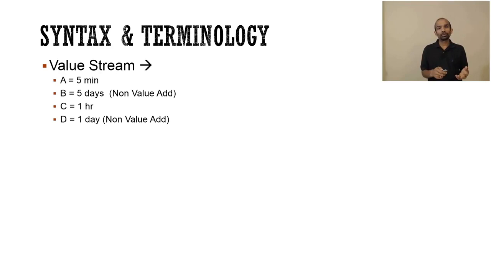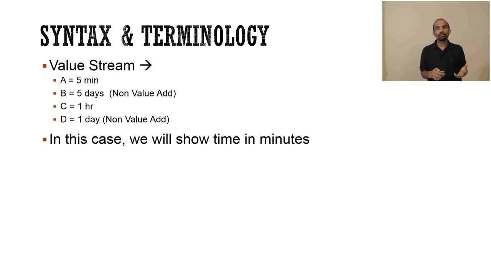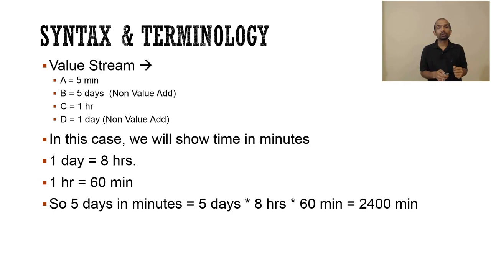So let's say the unit that we're going to use to show the time is minutes. We assume that 1 day is equal to 8 working hours, so we're going to treat 1 day as 8 hours. Of course, 1 hour is 60 minutes. So if activity B takes 5 days, then in minutes it's going to be 5 days times 8 hours per day times 60 minutes. That's a total of 2400 minutes.